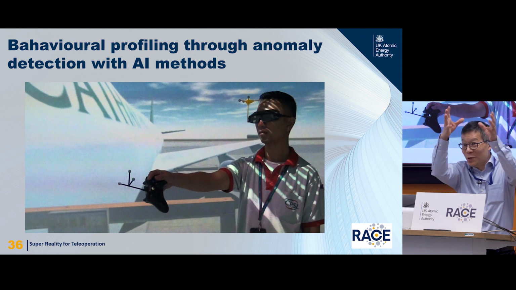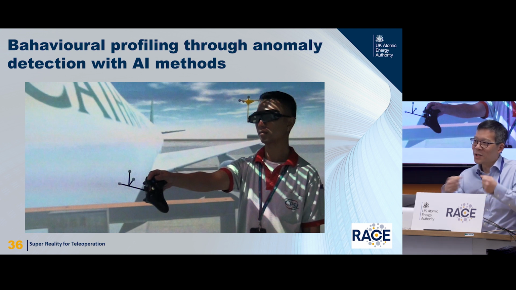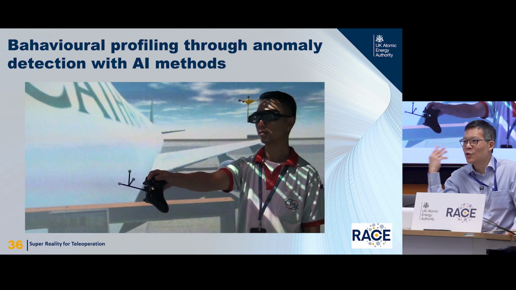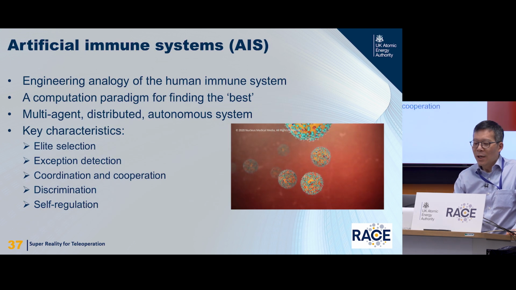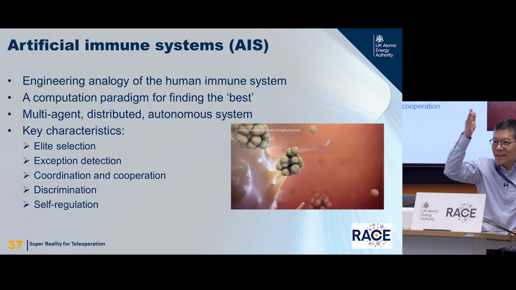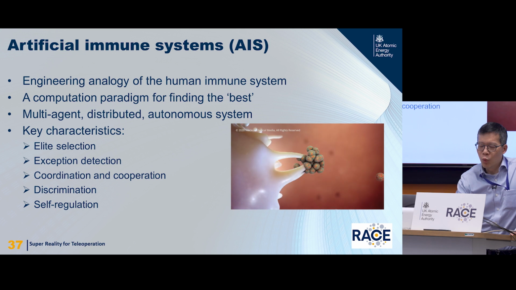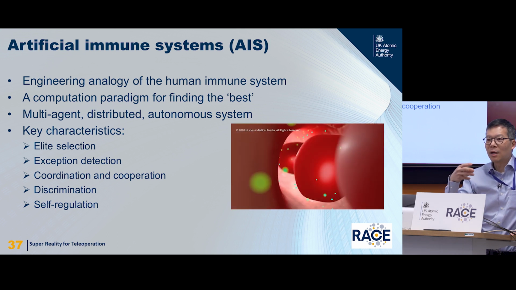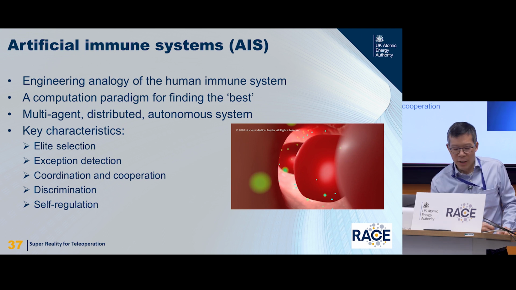And then we can use that digital profile of his skill to train more people or retain his skills, so that we can have a reference for doing that. The way we try to do it is to use AI to spot the salient behavior. Artificial immune system is one of those AI methods. I'm sure you know what an immune system is.